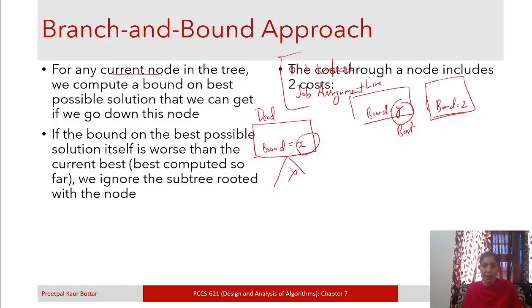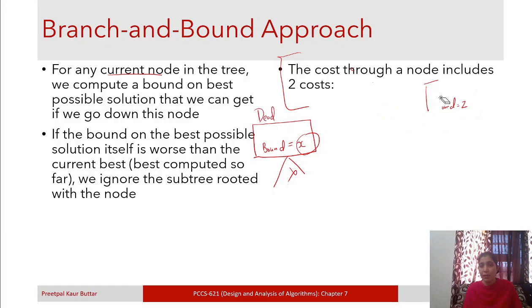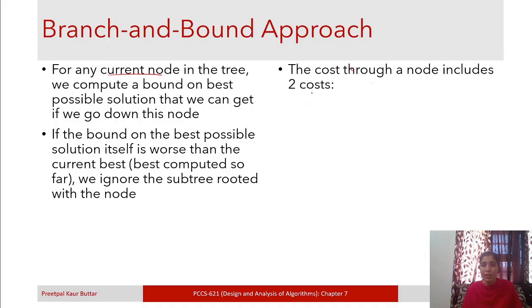Now there is a difference in different problems, meaning how we find the bound, how we calculate the bound. In the job assignment problem, we calculate the bound by picking the minimum from each row. And in the 0-1 knapsack problem, we calculate the bound using the greedy approach. So how do we calculate the bound in the traveling salesman problem?